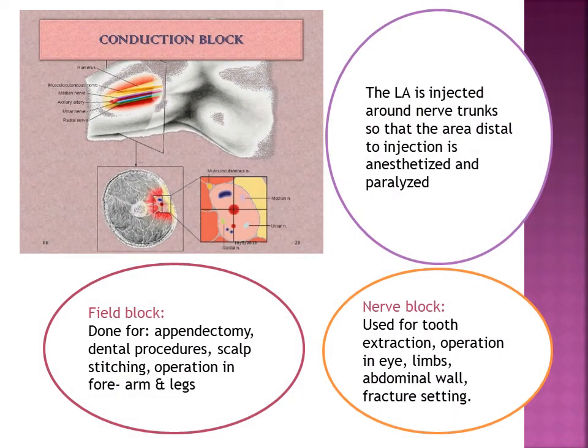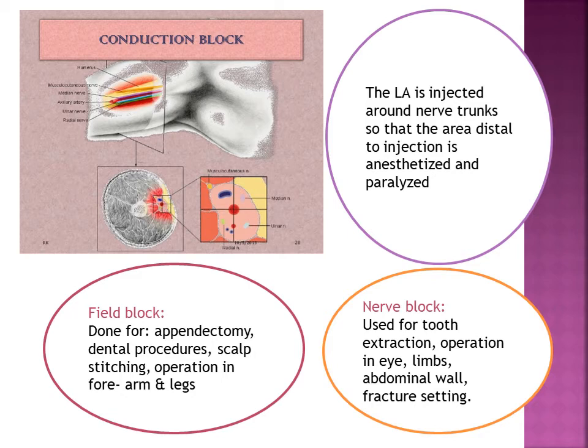Then conduction block. Next use is conduction block. Here local anesthetic is injected around nerve trunks so that the area distal to the injection is anesthetized and paralyzed. In conduction block, two blocks are there: one is field block, another is nerve block.